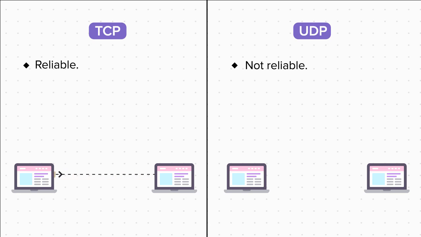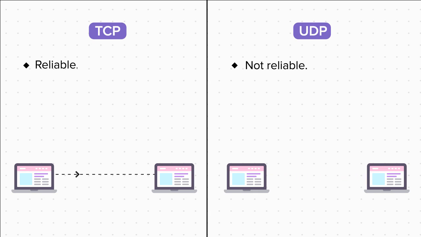On the other hand, UDP works on the motto of fire and forget. So here, the sender sends the stream of packets and assumes that the receiver has received them. And if the expected response doesn't come back, the sender knows that some packets were probably lost or destroyed on the way. So the sender simply sends the packets again.